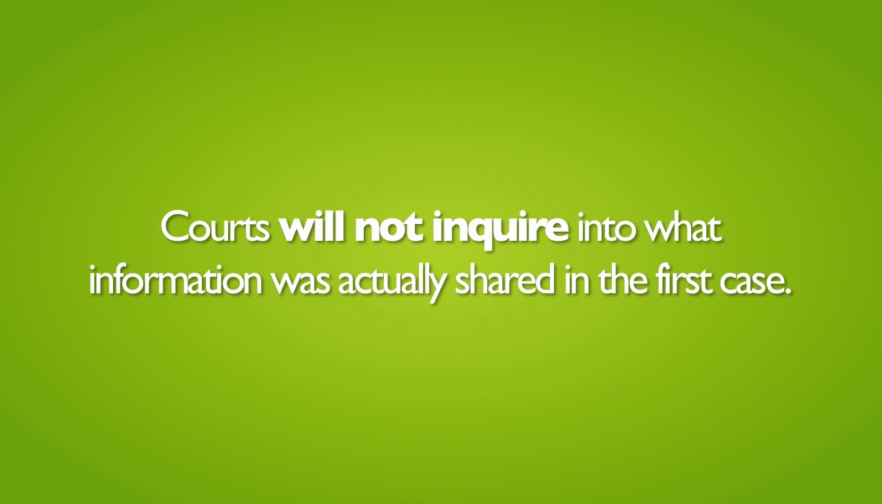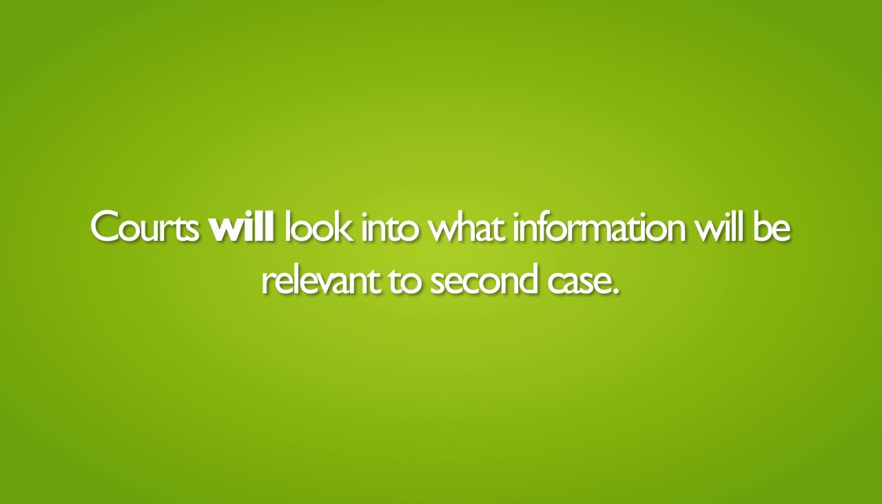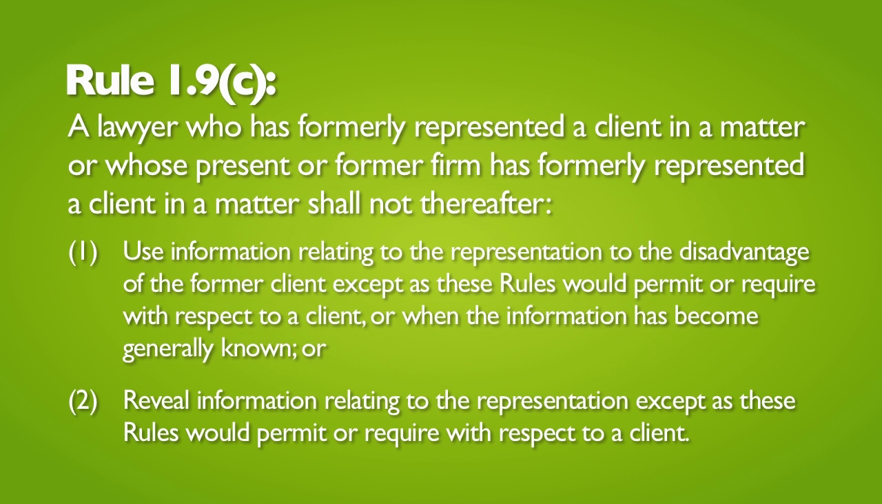Accordingly, it is necessary for the attorney to keep careful account of the nature of each matter he works on. However, the court will look into whether the confidential information it presumes the lawyer will have gotten will or will not be relevant in the second case. Rule 1.9(c) further provides that a lawyer must not use information relating to the representation of a former client to the disadvantage of that former client.